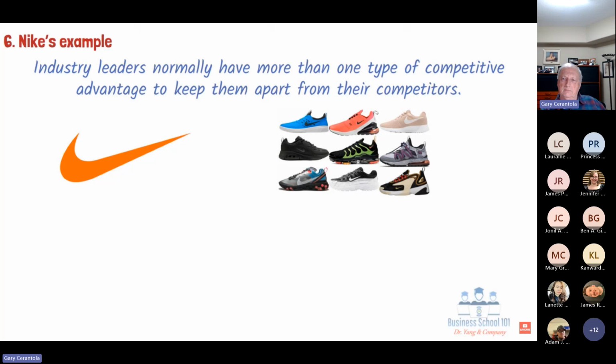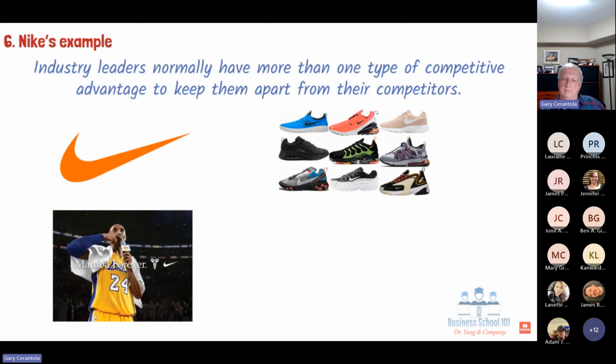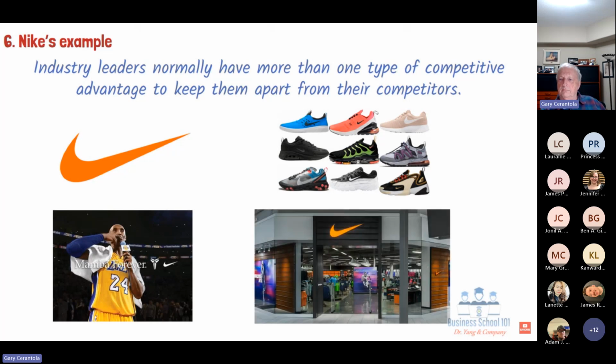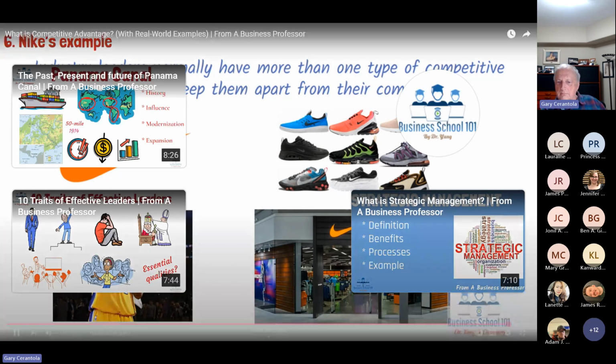By offering products that are unique and of high quality, Nike is able to charge a premium price and maintain its market position. In addition to product differentiation, Nike has also created a strong brand image through marketing and sponsorship deals with high-profile athletes and sports teams. Nike's swoosh logo is recognized around the world and is associated with high performance and quality. By leveraging these competitive advantages, Nike has been able to establish a strong position in the sports apparel industry and achieve long-term success. All right, that's all for today's topic.